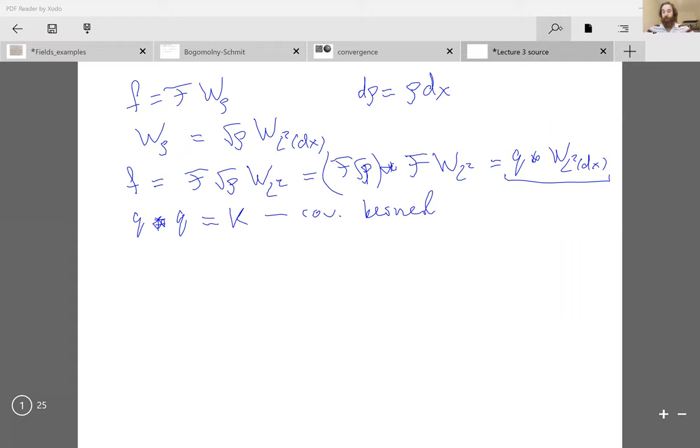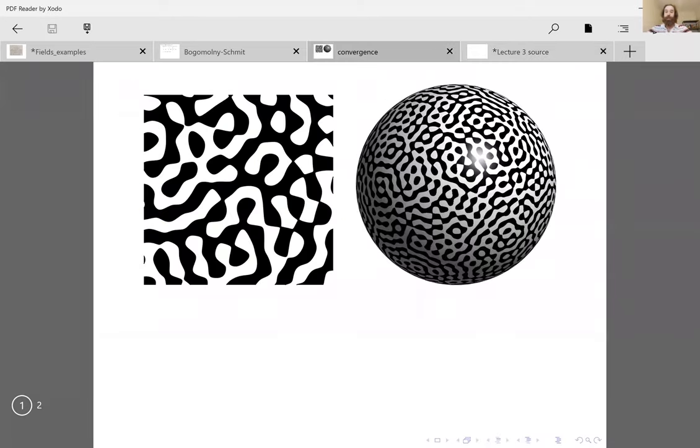Okay, so we have this representation of the field. And now let me just mention a couple of other interesting things about these fields. These fields also appear as certain scaling limits. So let me start with this picture.